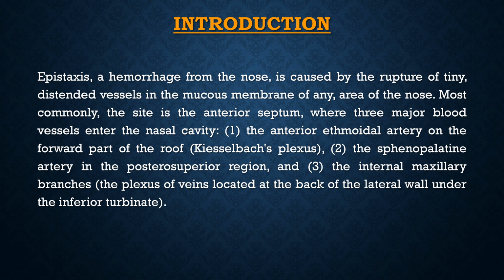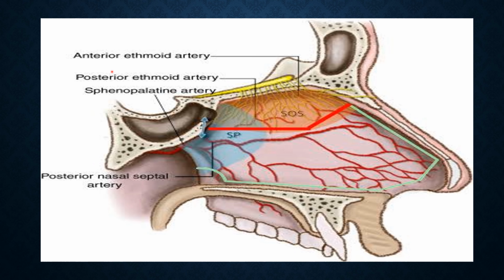Okay, so we will see the picture. Here you can see this is the anterior ethmoid artery. This is the main area, where you can see the maximum nosebleed or epistaxis, as this area is also known as Kiesselbach's plexus. Then we have the posterior ethmoid artery and the sphenopalatine artery, which is present over here.